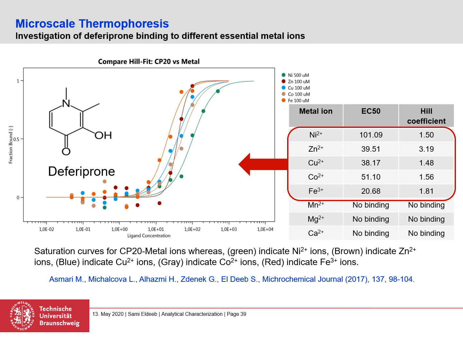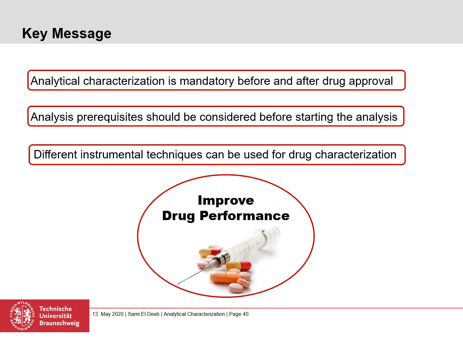In this example, my PhD students and I use this technique to investigate the binding of tetrapiron to different metal ions. As a key message, analytical characterization is mandatory before and after drug approval. Analysis prerequisites should be considered before starting the analysis, and different instrumental techniques can be used for drug characterization, but the overall aim is to improve drug performance.